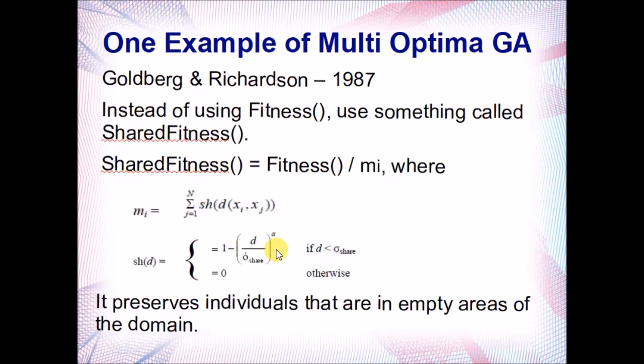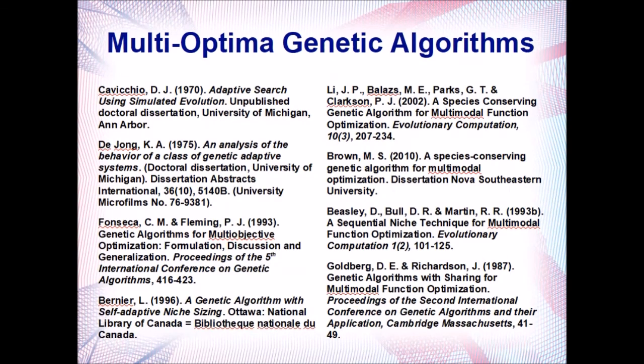And if you want to learn more about it, you can find the paper and download it, and you can code it if you want to. Here are some of many papers that were written on the subject of multi-optima genetic algorithms. They started back in the 1970s and go all the way up to modern day. This one in the second column, second down, Brown MS 2010, is my dissertation, a species-conserving genetic algorithm for multimodal optimization. And you can download that and read it for free. And most of these papers, if you check at scholar.google.com, most of them you can find for free as well.